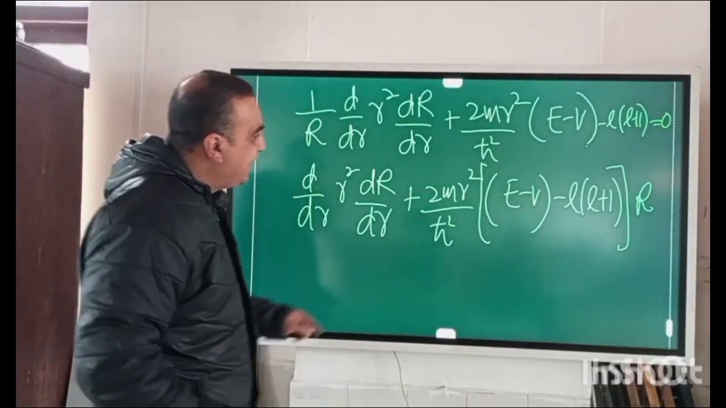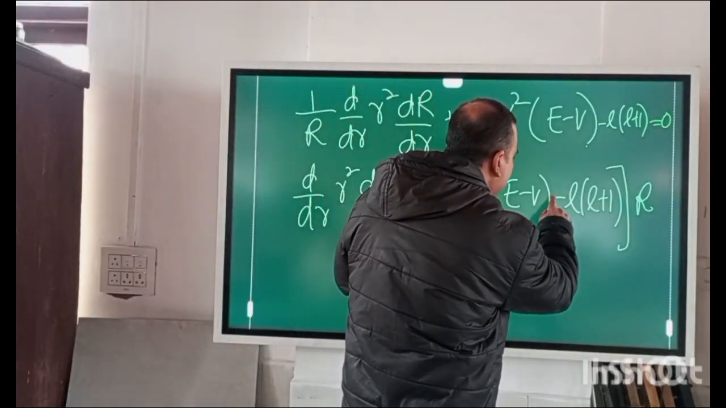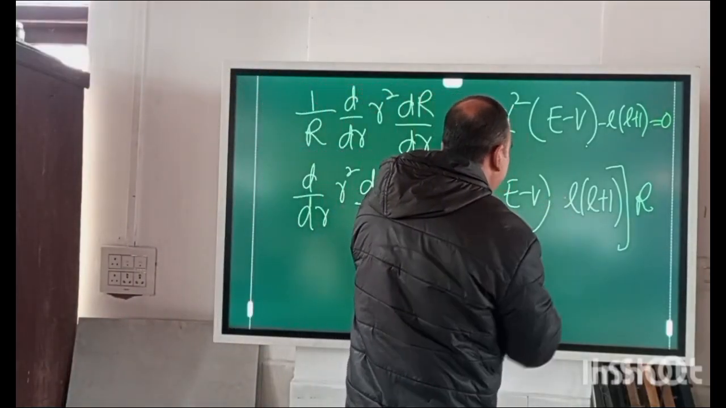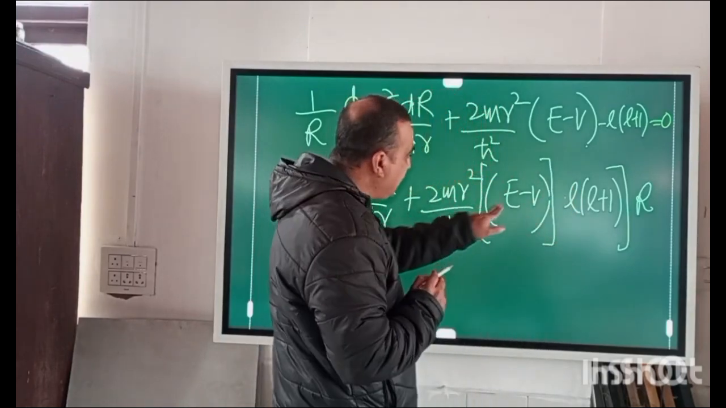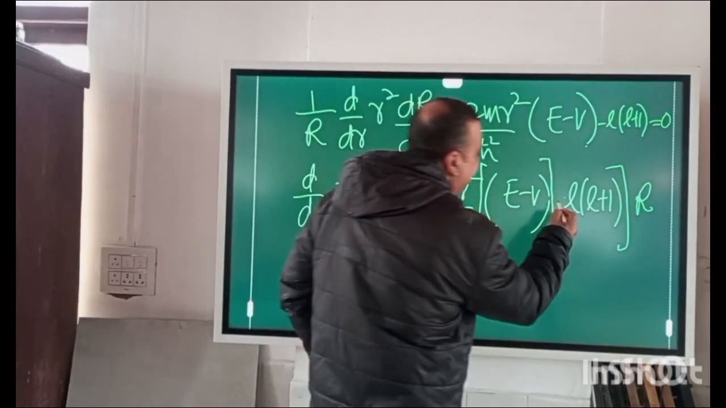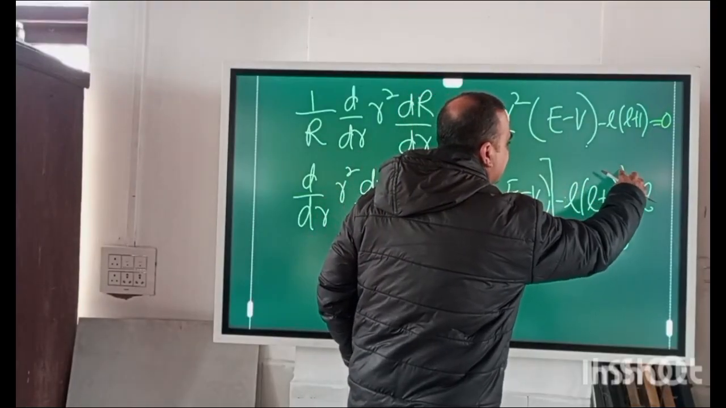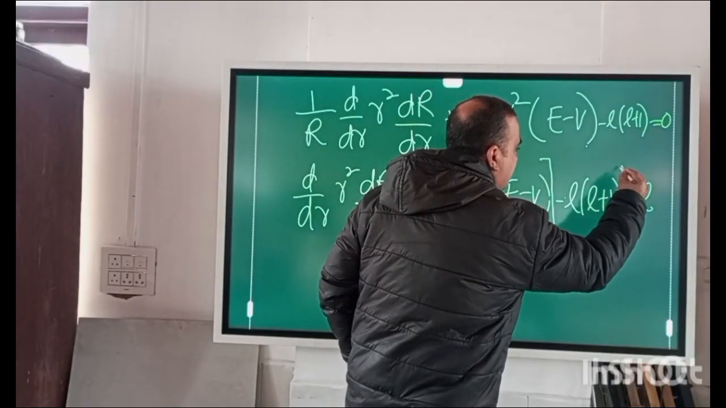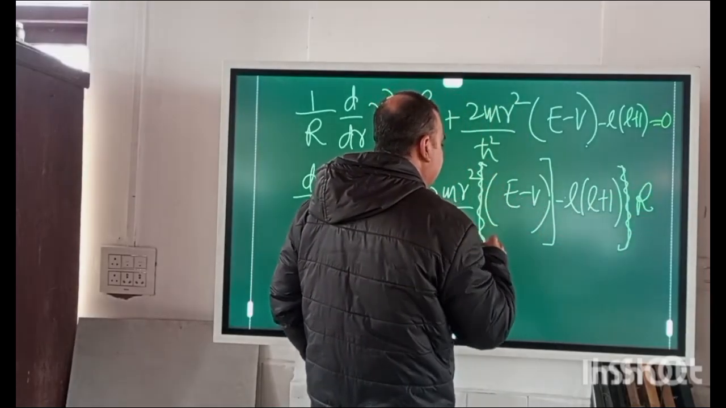Now see, there is another problem. I have committed a big mistake, and what's that? This 2m r square by h bar square is only for E minus V. So here it is minus. This may confuse you. So what should I do? I should use a curly bracket here.